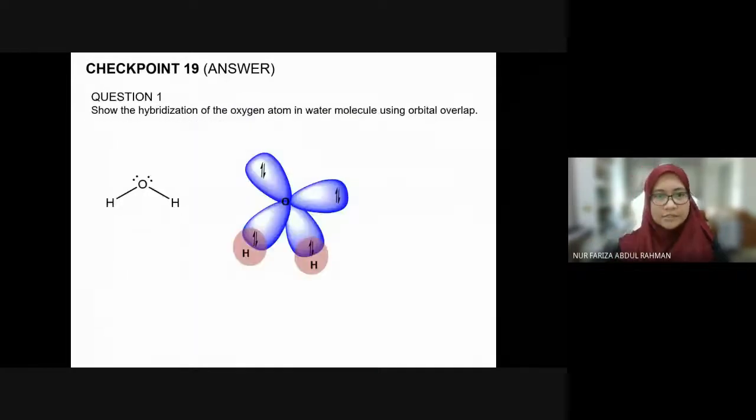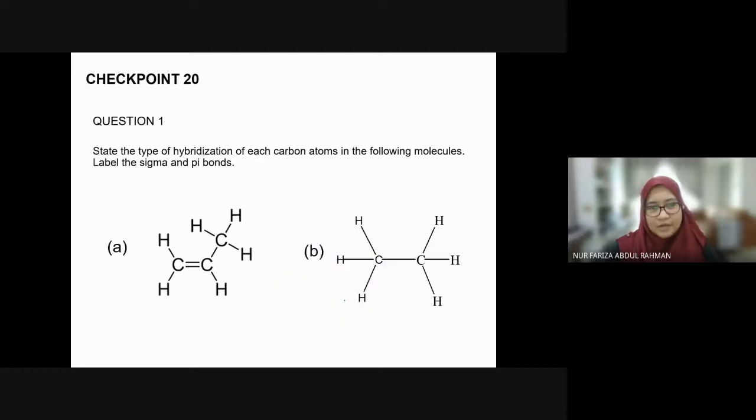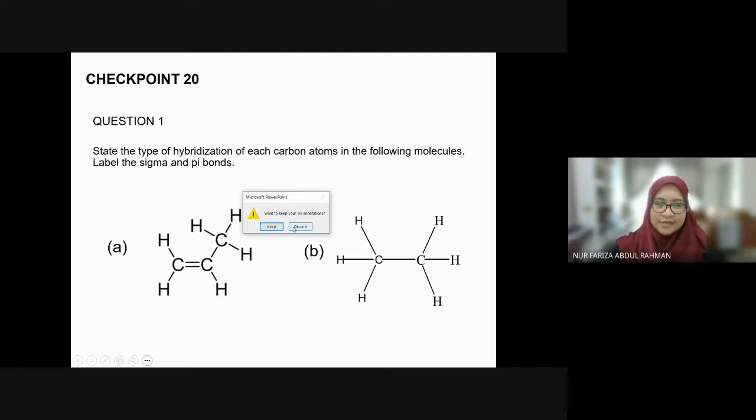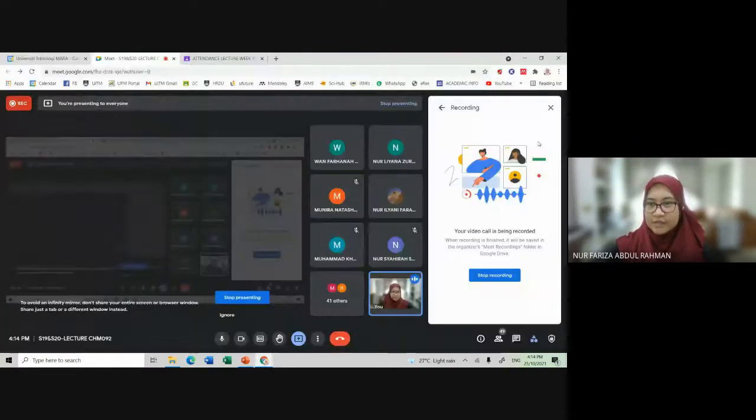Okay, so this is for H2O. I have checked it; we did it together. That was for H2O, and this is for the hybridization. We already did this one just now. Now, state the type of hybridization of each carbon atom in the following molecules, guys. Label the sigma and pi bond. Maybe we can call up names, so that you can read out your answer. Okay, come on. Who?